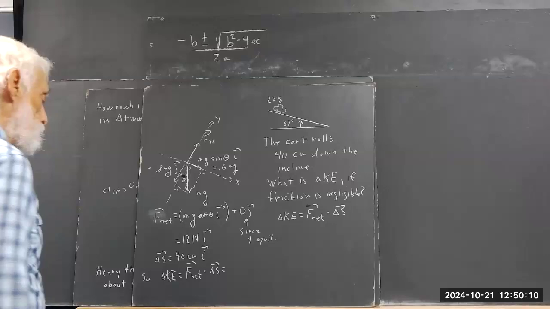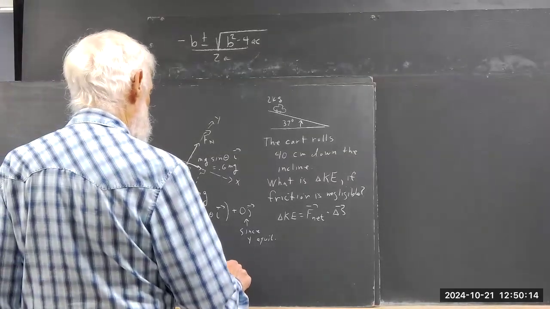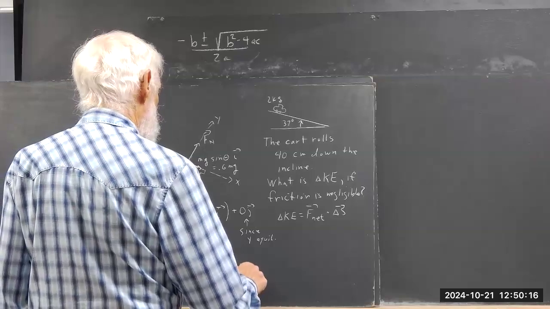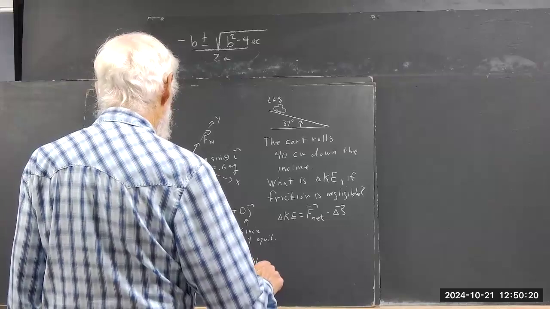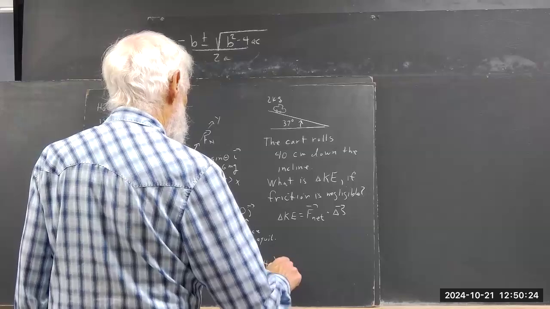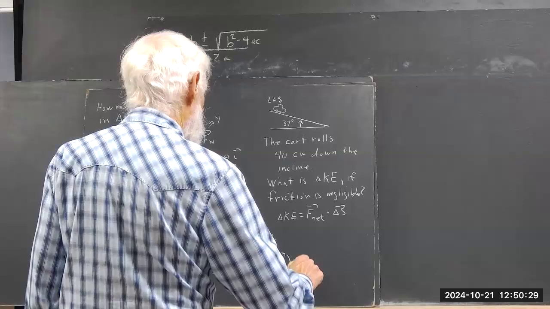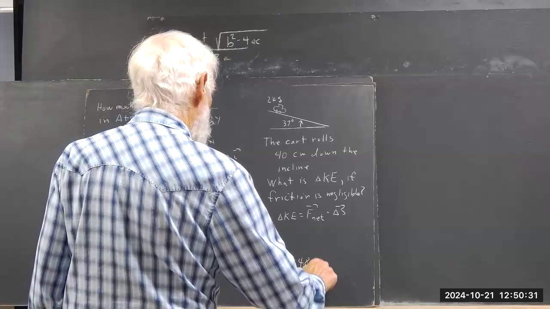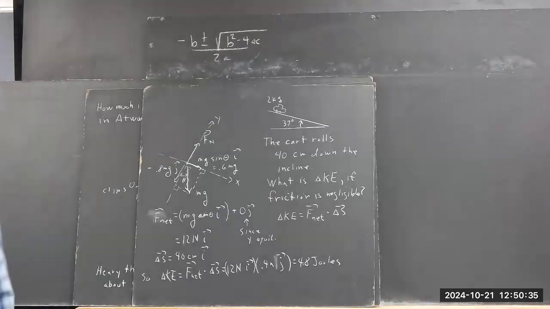So the change in kinetic energy is F net dot delta S, which is 12 newtons times your i vector, dotted with 0.4 meters times your i vector, which is 4.8 joules.